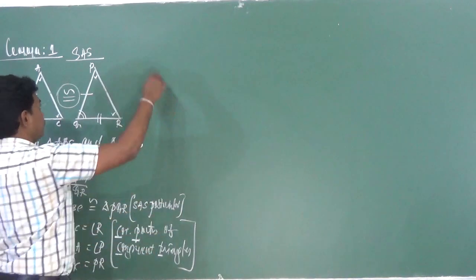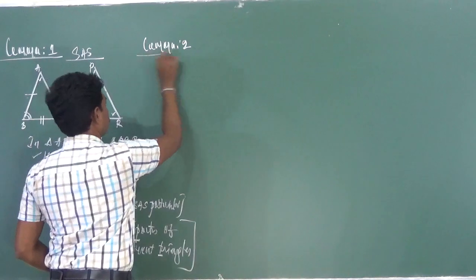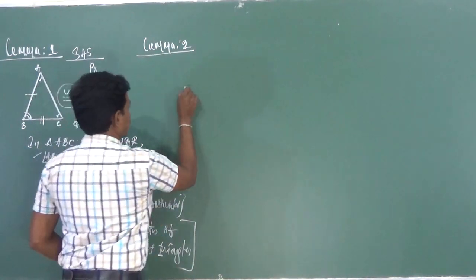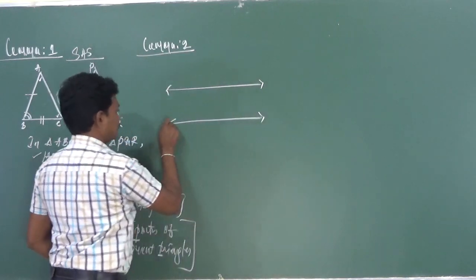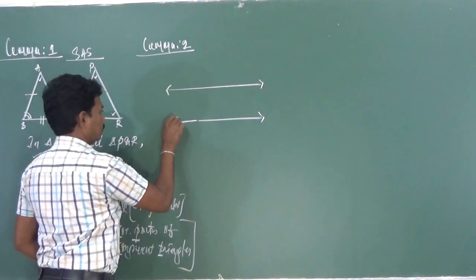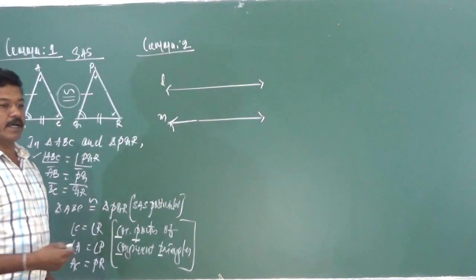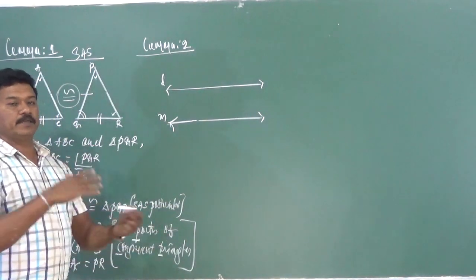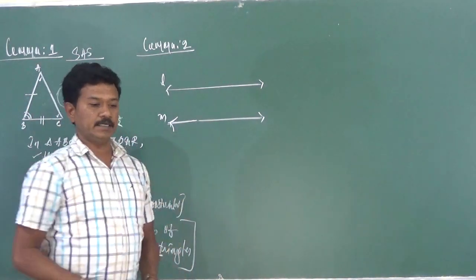Right. So we go with lemma 2. Lemma 2, very, very important. Now, consider two lines which are parallel to each other. Let us call one of the lines L, another line M. So these are the two parallel lines, meaning even if they are extended on both sides indefinitely, they will never meet each other.